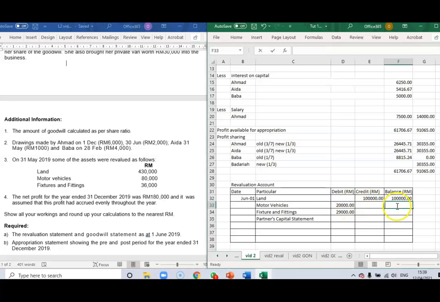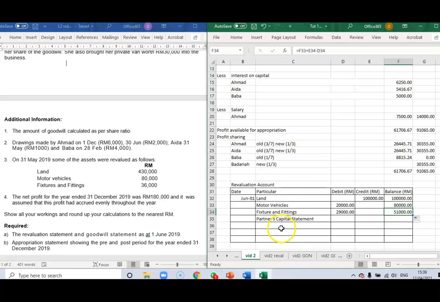Okay, wrong formula, sorry. 10,000 plus this one and minus this one. Okay. So when you calculate, there is a surplus amount of 51,000 when you revalue the asset.